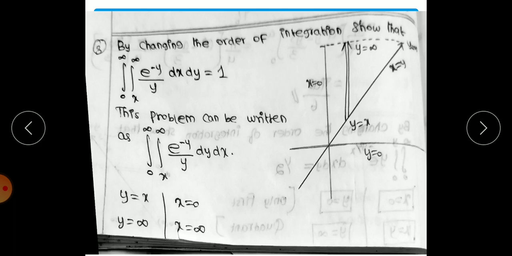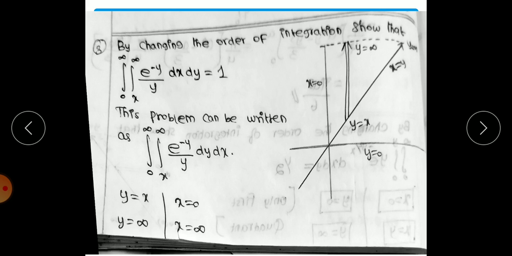So let us take this term as u dv. By the u dv method, u equal to x and dv equal to e power minus x dx. So v equal to minus e power minus x, and then du equal to dx. Then apply uv minus integral of v du. So you just apply and get the answer as 1 by 2.